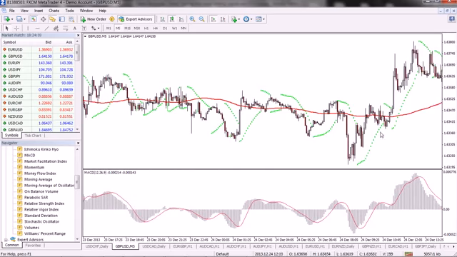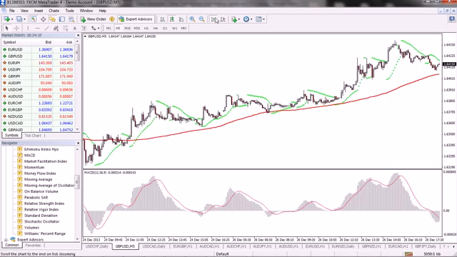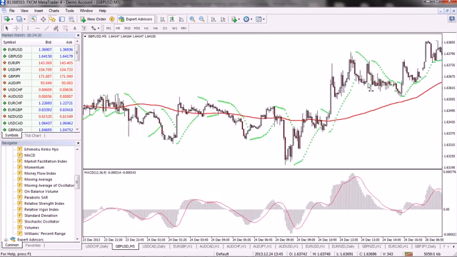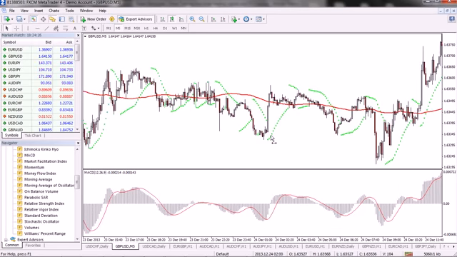For short entry, the price should be below the 100 moving average, and the histogram bar should be below 0, and the parabolic SAR dot should be formed above the candlestick.